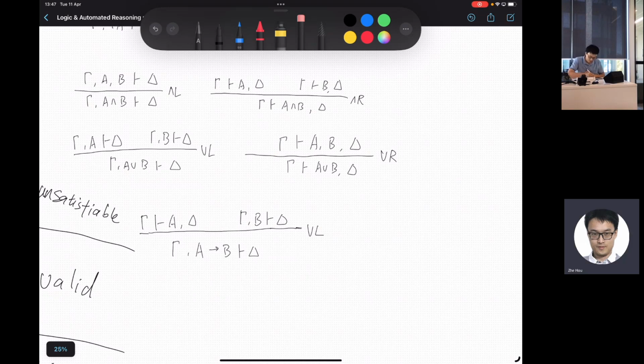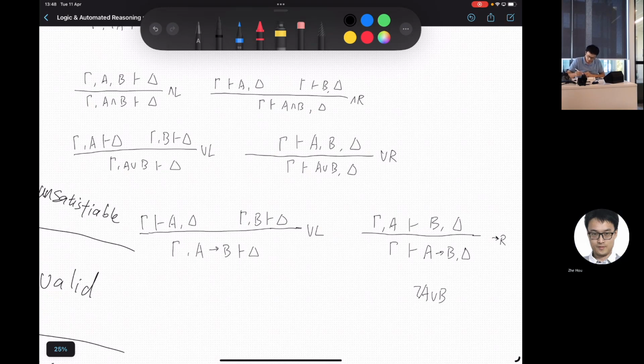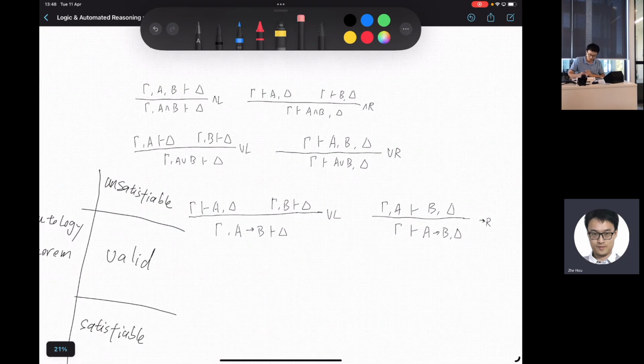Now implication on the right, we have A implies B on the right. This one is quite straightforward. And again, you can look at this as not A or B. So you can have this following the or, and then you can move A to the left. So this is what it looks like. Okay, so that's implication on the right. And that's everything you need to know about sequent calculus.